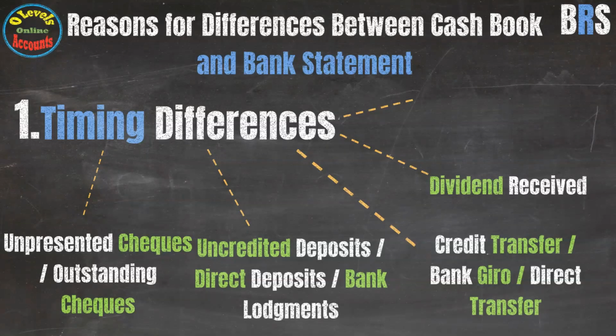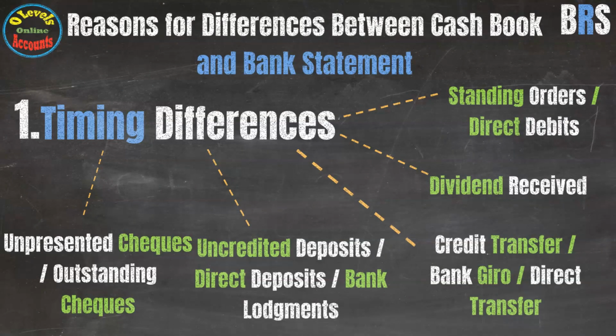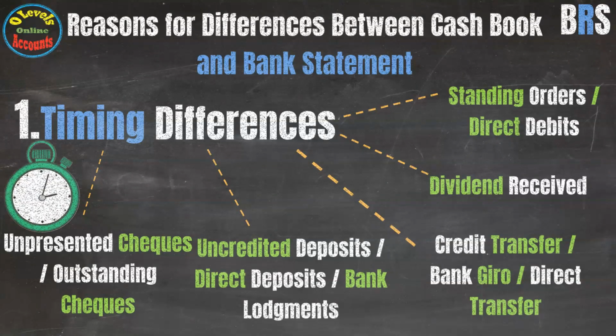The fifth sub-point is standing orders or direct debits. These are the written instructions for the payment to a specific client or firm by the company to the bank at any specified time. This payment reflects in the cash book but not in the bank statement. It will also create the difference between a cash book and the bank statement. Let's check other differences too.